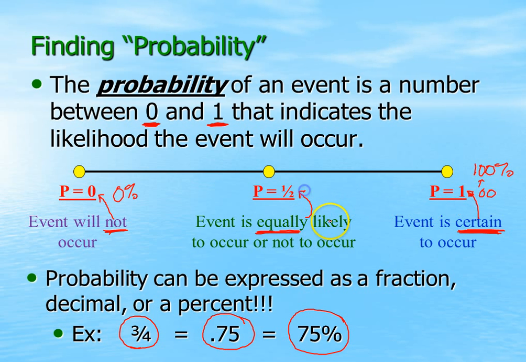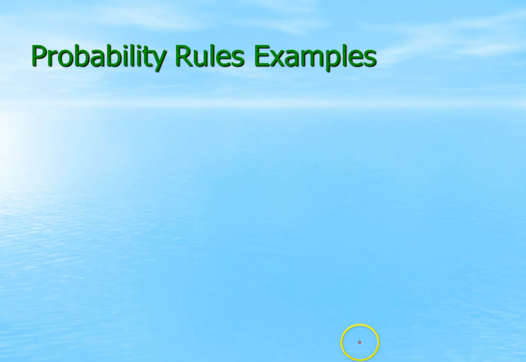So what's a half? If it's equally likely, probability is 1/2. What's that as a percent? It's 0.5 as a decimal, so as a percent, it is 50%. Okay, so again, you can write it any way, whatever method makes most sense to you.